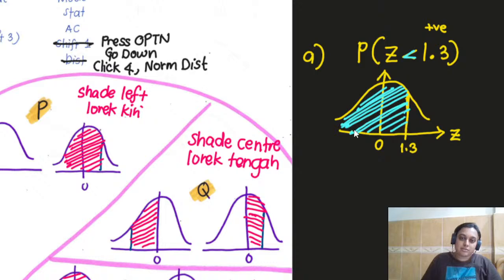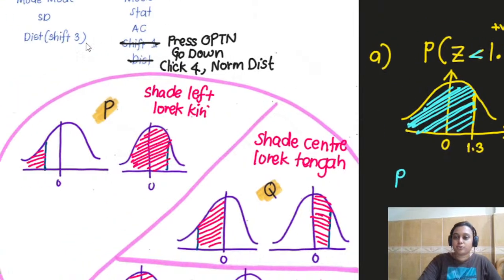Okay, shade everything, go to the left already. Now go to the left means kita kena guna huruf P daripada calculator kan. Okay, sekarang let's change the setting of the calculator sebab kita nak guna the distribution.